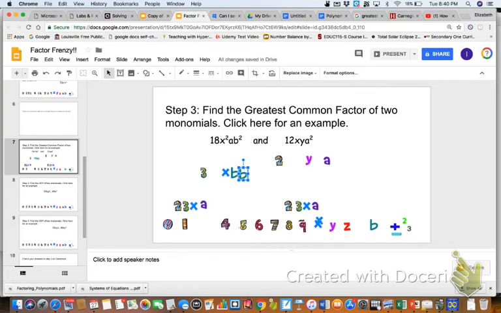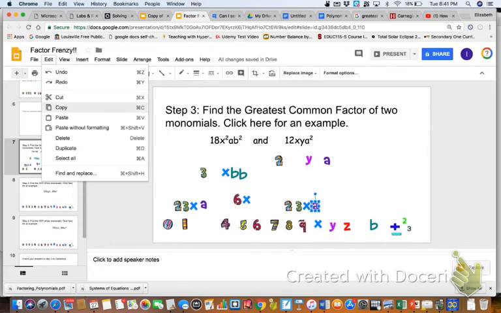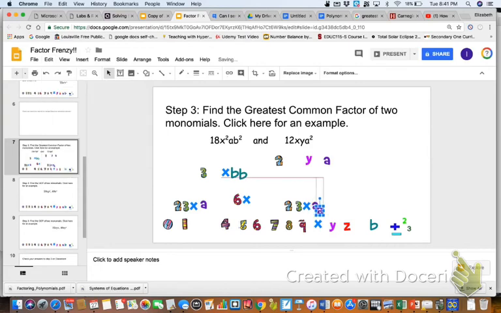So if I recombine those together to make them into one factor, 2 times 3 is 6. And then they both have an x. And they both have an a. Let me copy this because I kind of ran out again. So the greatest common factor that these two monomials share is a 6, an a, and an x. So the greatest common factor is 6, a, and x.